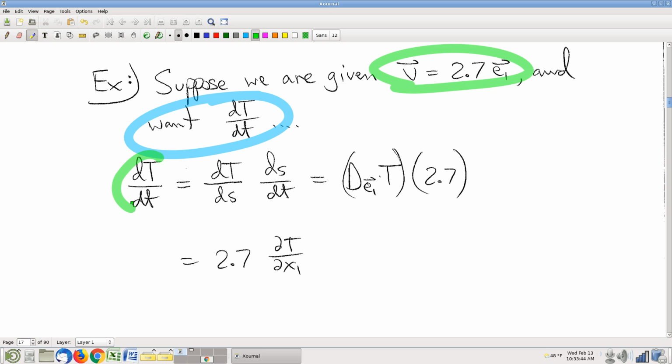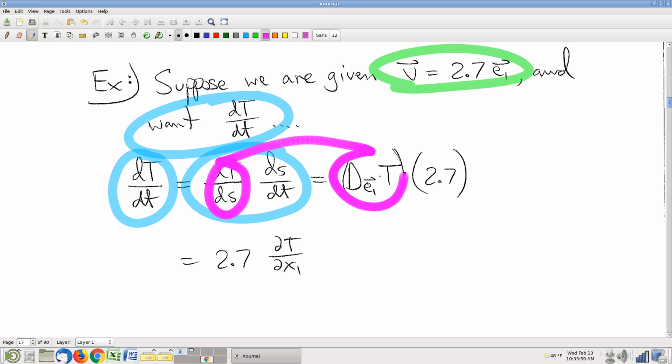This thing that we are trying to compute, I could rewrite it with the single variable chain rule, like that, and then notice that conveniently dT/ds is a directional derivative, which is a partial derivative, because my unit vector is a standard basis vector. Oh, we got lucky on this one, right?